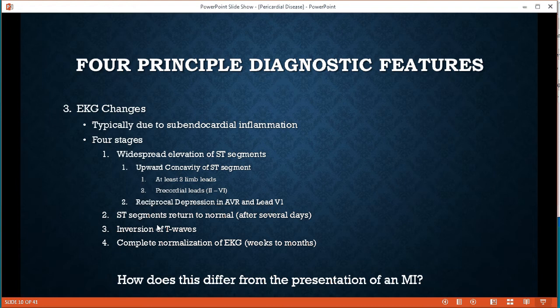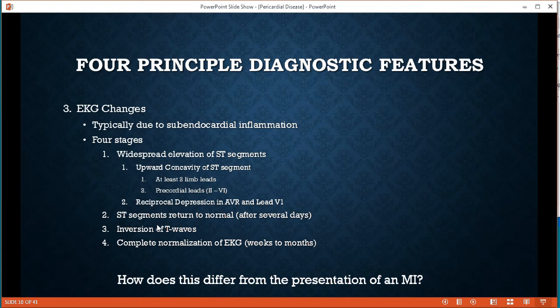Now, usually within several days, you're going to have ST segments that return to normal. And that's important because when you think about somebody who's having an MI, you're going to see within hours those ST segments return back towards the baseline, whereas it's going to take several days with pericarditis. After the ST segments return to normal, stage 3 is going to be inversion of the T waves, and then eventually within weeks to months you're going to have complete normalization of the EKG.